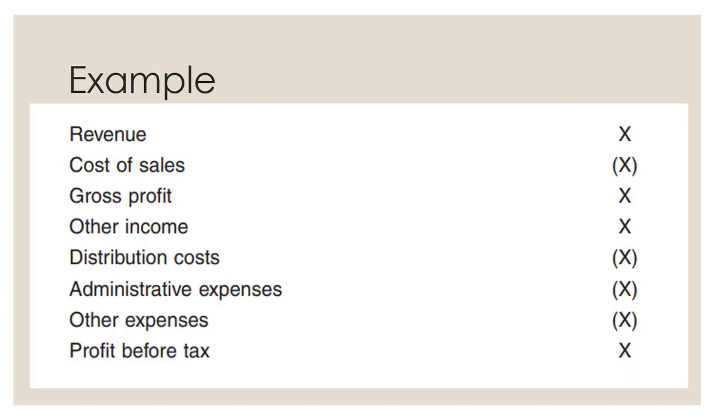So the revenue and then cost of sales, you deduct, you will have gross profit. Then you will have other income added. Distribution costs, which is of course the selling expenses, those transport costs and things like that. Administrative expenses, focusing on the office expenses. And then there will be other expenses, probably like finance costs. And then you will have profit before tax.